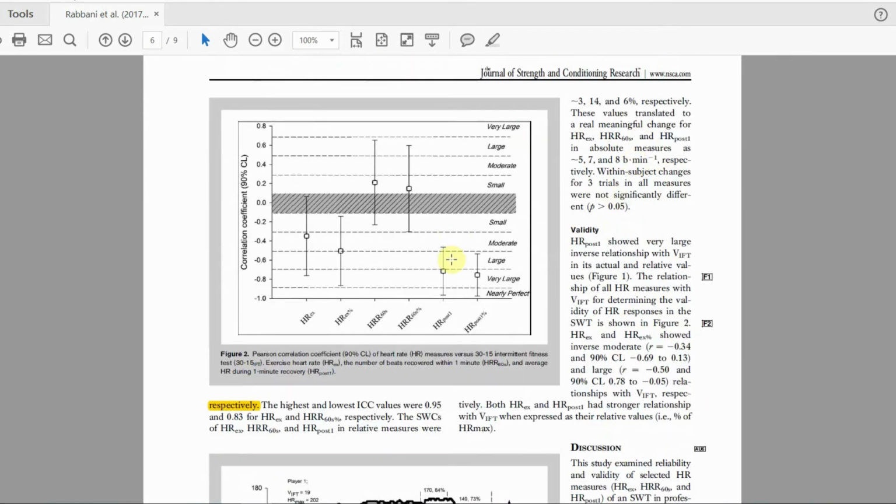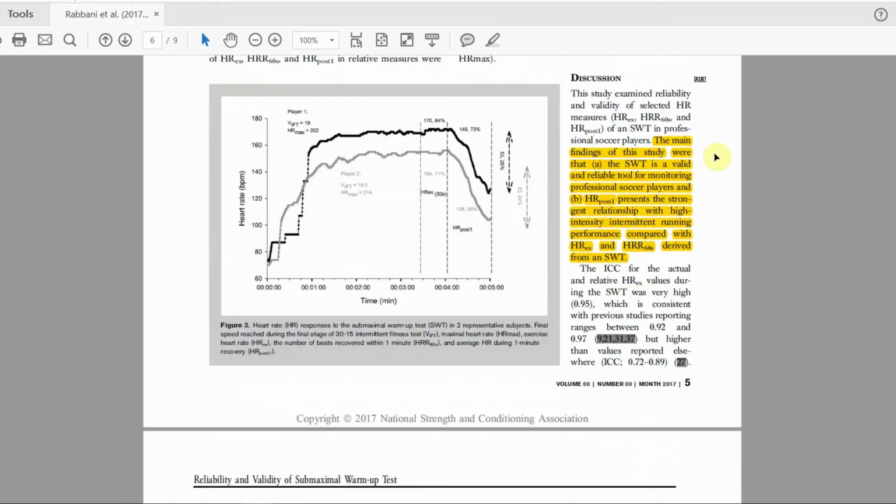In terms of the validity, among the heart rate measures, heart rate post in terms of the absolute and relative measures had very large relationships with the maximal performance, which in our case was the maximal speed reached during the 30-15 intermittent fitness test, which is called VIFT. Therefore, the main results of our study were that the submaximal warm-up test is a valid and reliable test, and heart rate post represented the strongest relationship with the high-intensity intermittent running performance compared with the other heart rate measures.